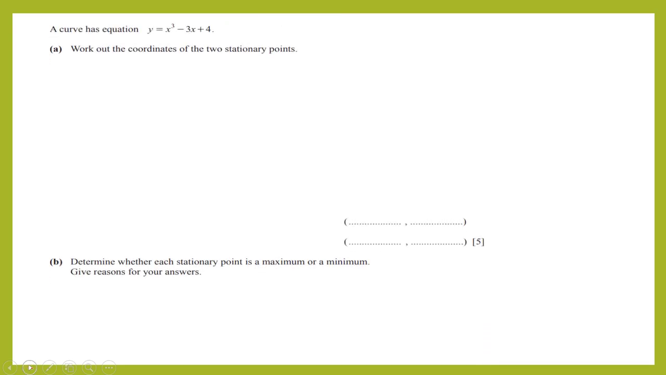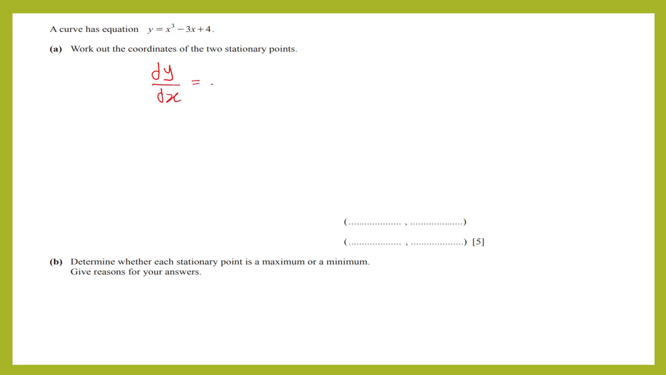Let's see one more question. A curve has equation y equals x to the power 3 minus 3x plus 4. Work out the coordinates of the two stationary points. So to find the stationary points, first of all we'll find dy by dx.